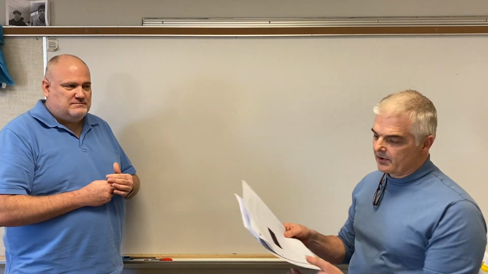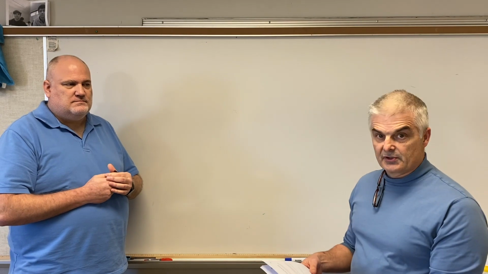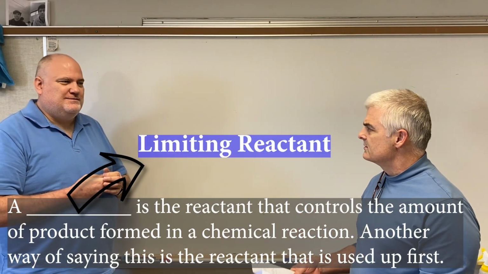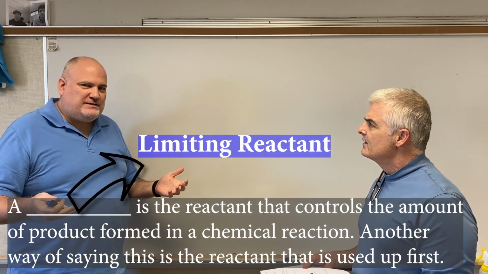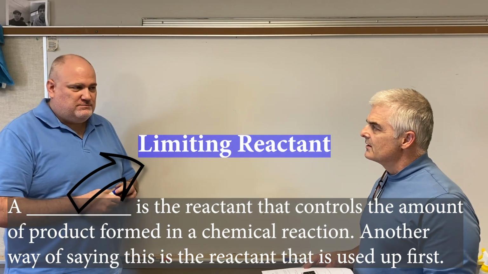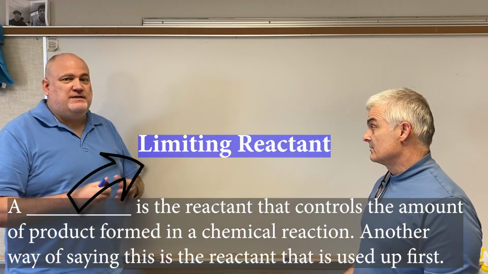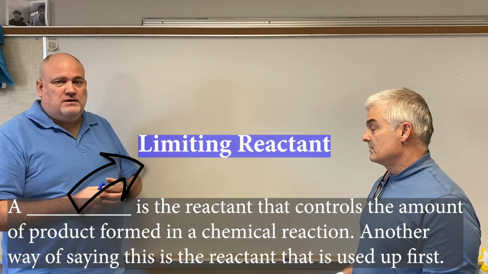So in our packets, we're going to define a couple of terms. In letter A there, it says a blank is the reactant that controls. There's a lot of words here, Mr. Dimitri. What does that mean? A limiting reactant is whatever reactant gets used up. So in the example of our bike, what would that be? We ran out of frames first. Yeah, so that would be the limiting reactant, or reagent we sometimes call it, would be the frames.